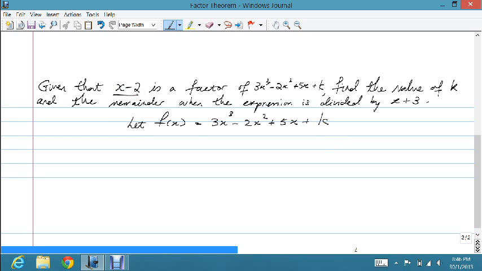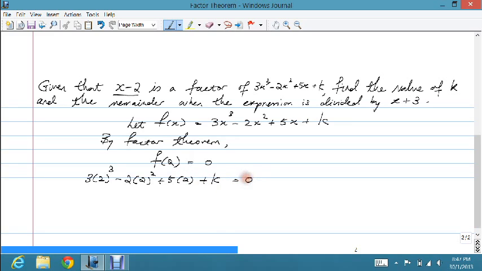Since we know that x - 2 is a factor, by our factor theorem, f(2) is equal to 0. In other words, if I substitute 2 into the expression, this will give me 0, and I can solve for k. k is equal to negative 26. So we have addressed the first part of the question.